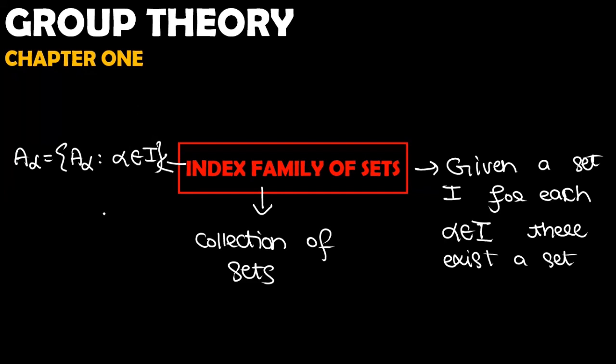And we can take the union and intersection. So we can take the union of an indexed family of sets, and we can also take the intersection of it. So we can take the union of them like this. Union over alpha belongs to I of A alpha is equal to {A alpha such that alpha belongs to I}.